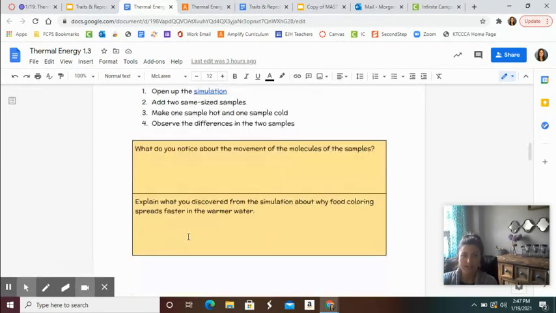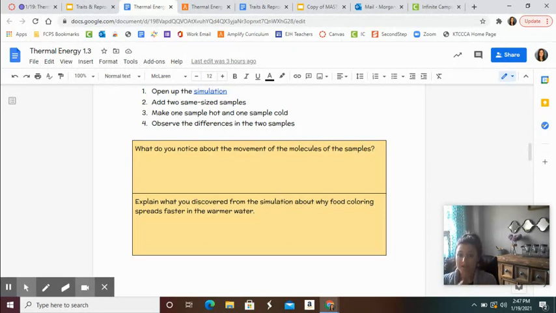And then down here, you're going to explain what you discovered from that simulation about our food coloring. So when we did it on Friday, why do you think the hot water spread faster when we would put our food coloring in? Why did that food coloring spread?